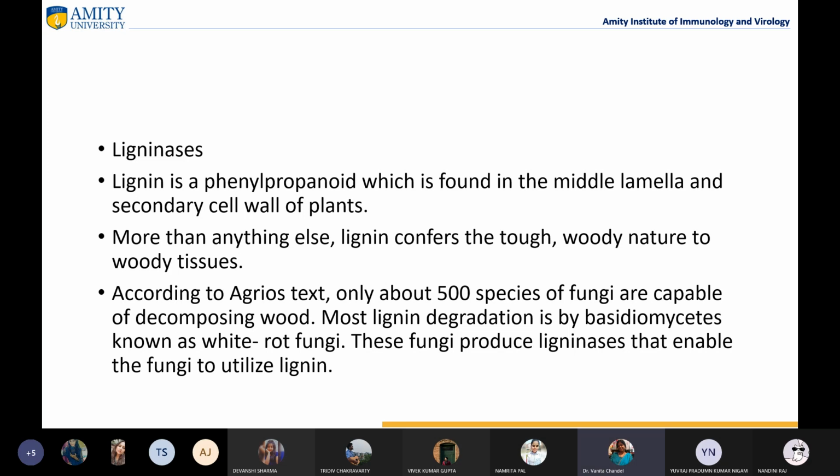Lignin is a phenylpropanoid which is found in the middle lamella and secondary cell wall of the plant. So more than anything, it provides toughness or a woody nature to the woody tissues. It makes the wood hard. Around 500 species of fungi are capable of decomposing wood. Most lignin degradation is by basidiomycetes known as white rot fungi. These are the fungi which are known to infect most of these woody plants, and they produce ligninases that enable the fungi to utilize the lignin.